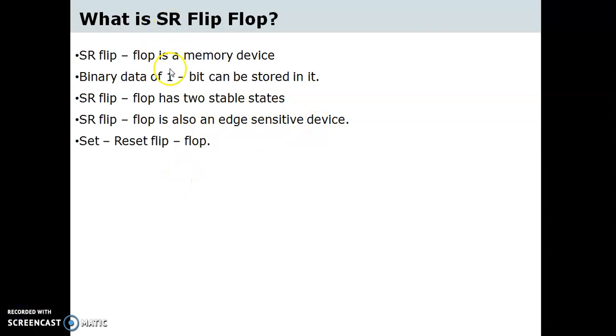The S and R letters in the SR flip-flop mean set and reset. That's why this flip-flop is called a set-reset flip-flop.